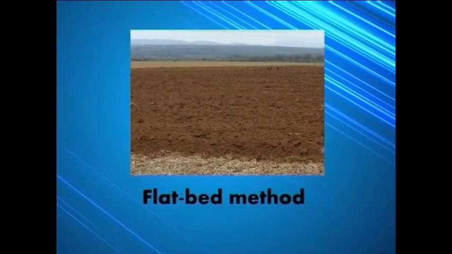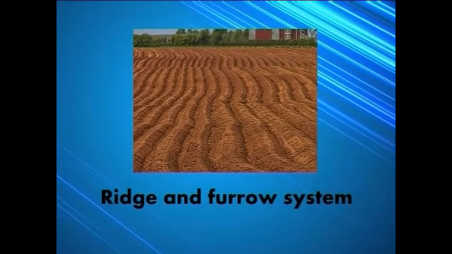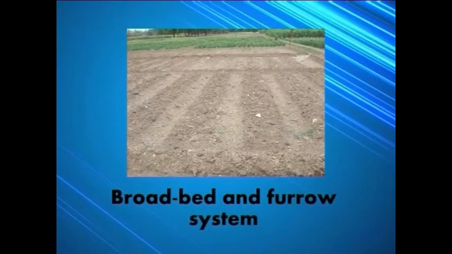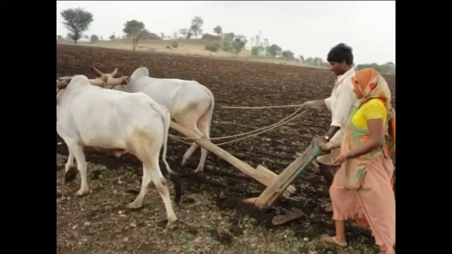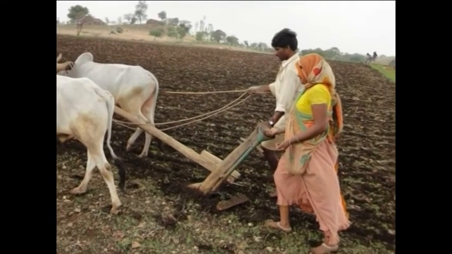Next, we will see what the different sowing methods are. 3 systems of pearl millet sowing are followed. The first one is the flat bed method. Next is the ridge and furrow system. The last one is the broad bed and furrow system. It is sown either by broadcasting or in rows behind the plow.